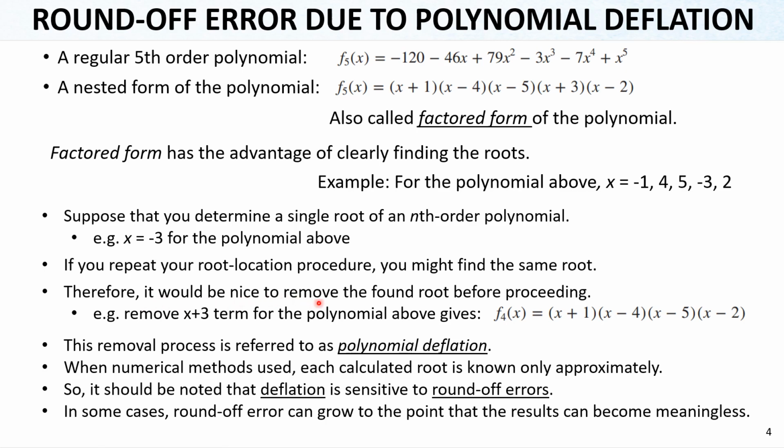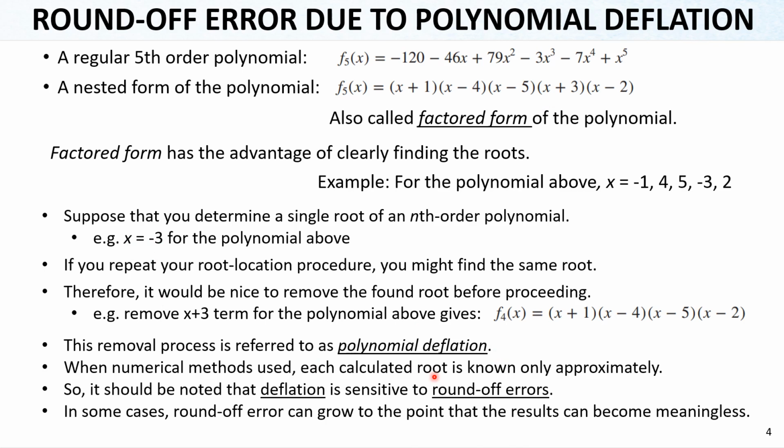That's why it would be nice to remove the found root before proceeding. So we just eliminate this x plus 3, remove it by deleting simply, and we will have just the factored form of the remaining 4 terms, as you can see here. And this removal process is called polynomial deflation.